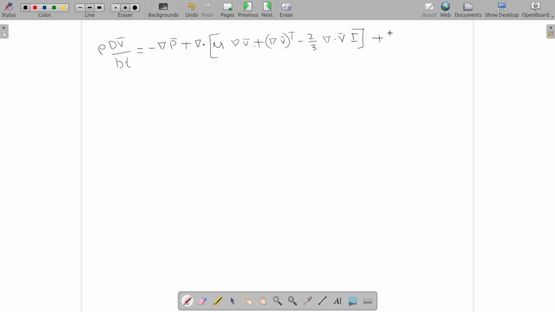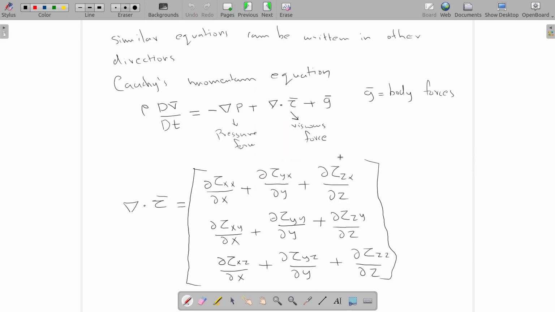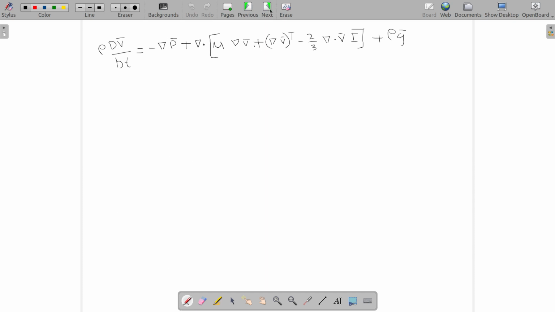This plus rho g. Okay, I think I did not write rho there. Rho g. This is the body force per unit volume, so you need to multiply it with rho there. Otherwise, you will not get it. This is one of the most general forms of the Navier-Stokes equation. In CFD, this is the equation we very usually solve.